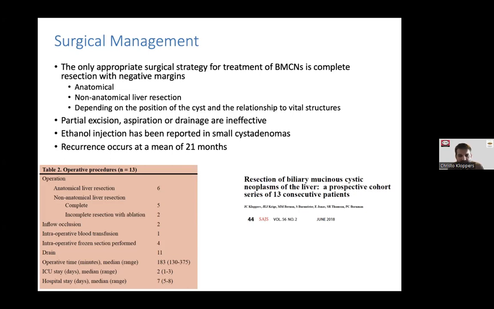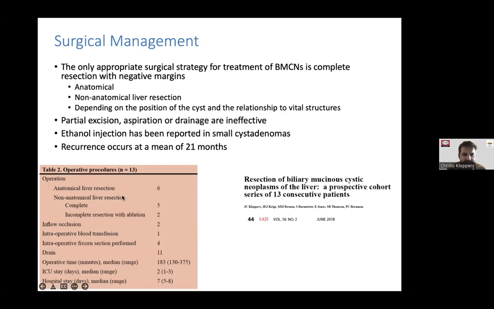In our series, you can see that is over a very long period. At Groote Schuur Hospital, which is a large tertiary center, in 10 years, there was only 13 of these cases operated. So it's obviously not a common pathology.